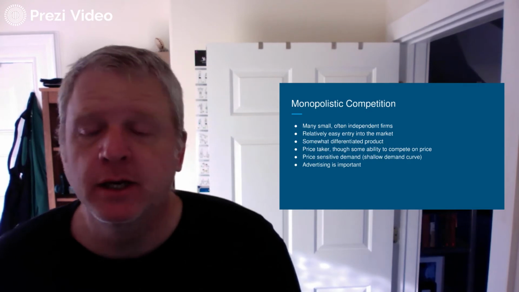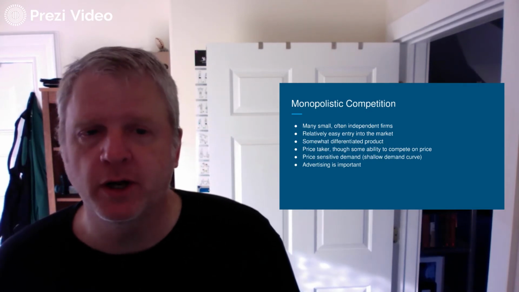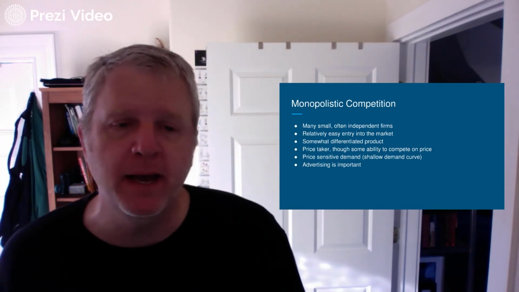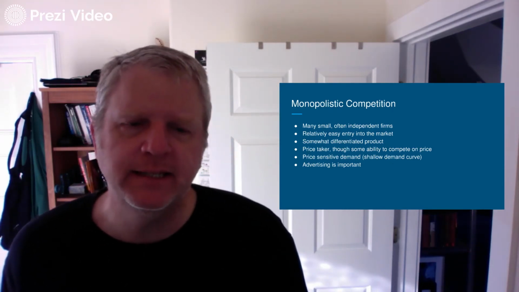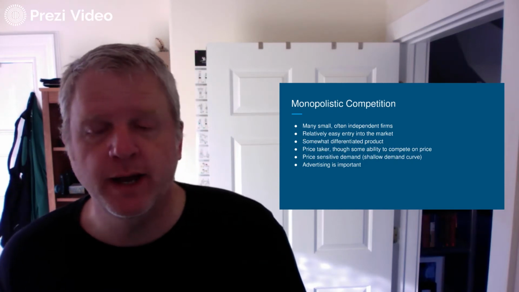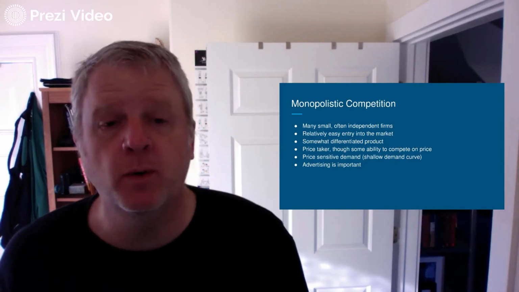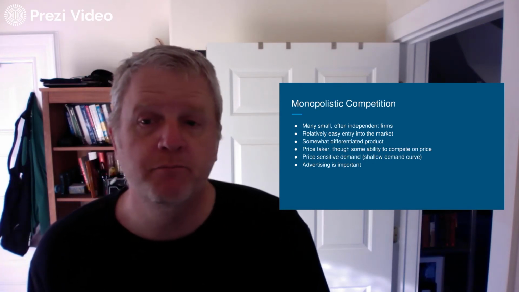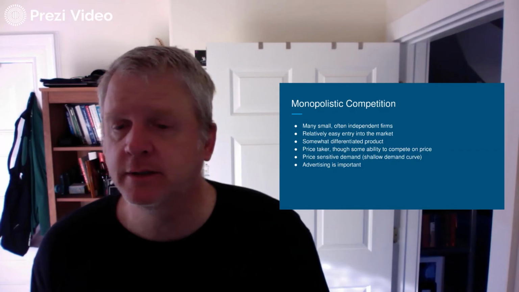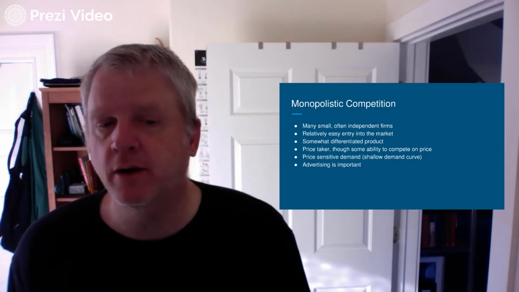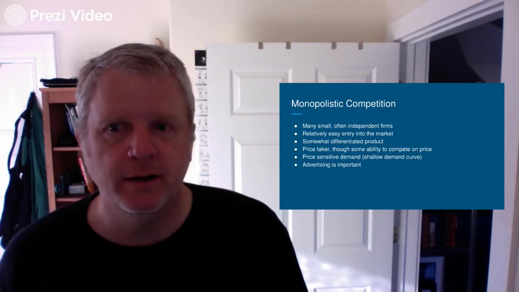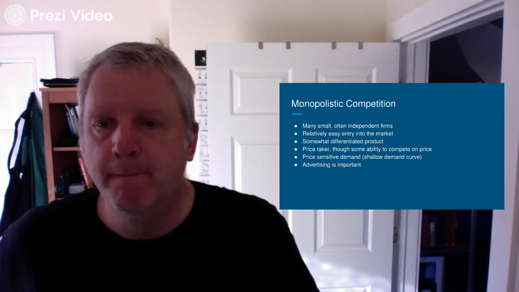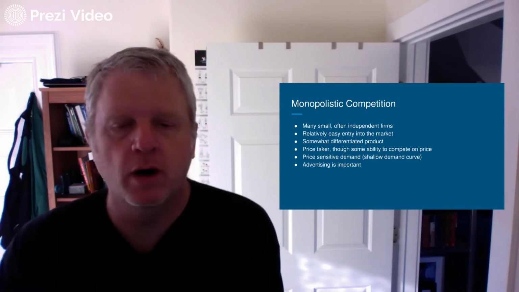Monopolistic competition, there is a little bit more control over what's going on, a little bit less competitiveness in the market. There's many small, often independent firms. It's relatively easy to get into the market. So in this way, it's similar to perfect competition, but what's different is that the product is more differentiated. Firms in this market tend to be price takers, although there is some ability to compete on price, meaning that by underpricing your competitors, you might be able to lure more customers to your business.